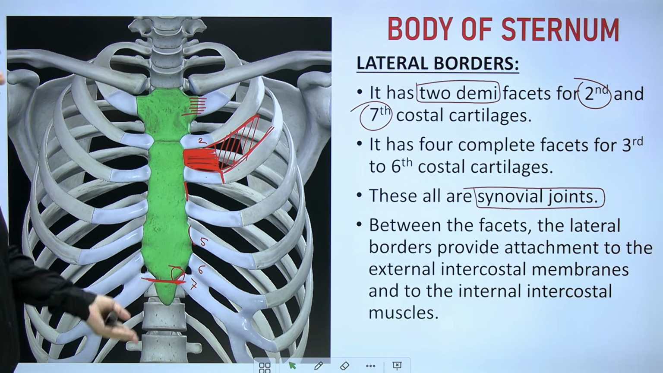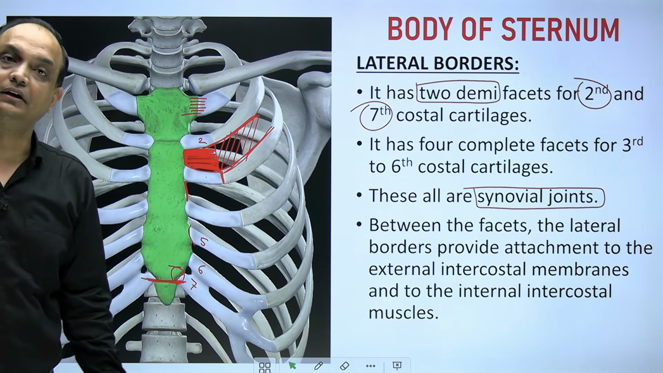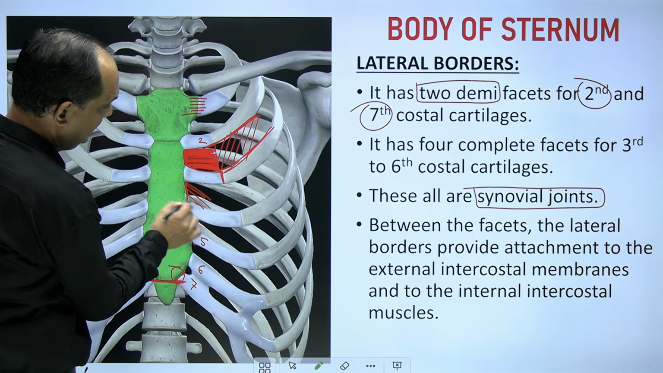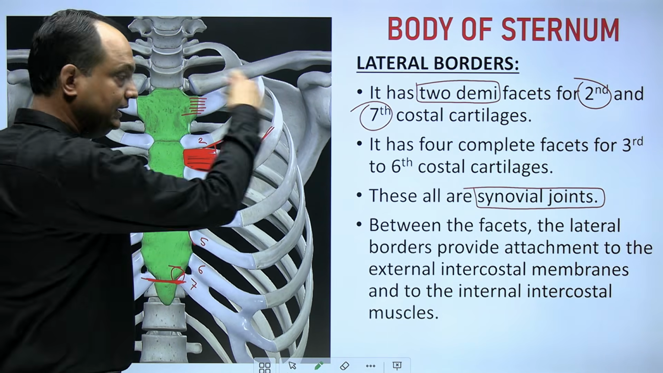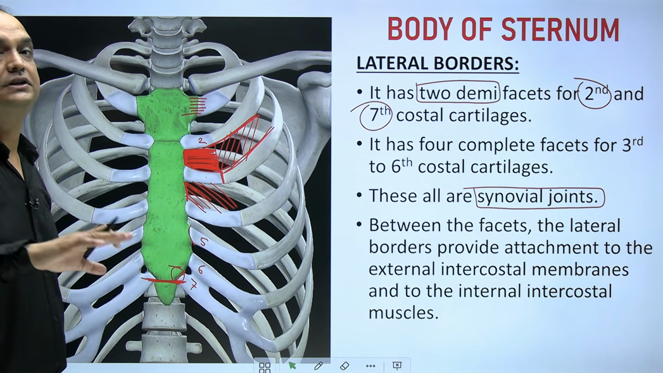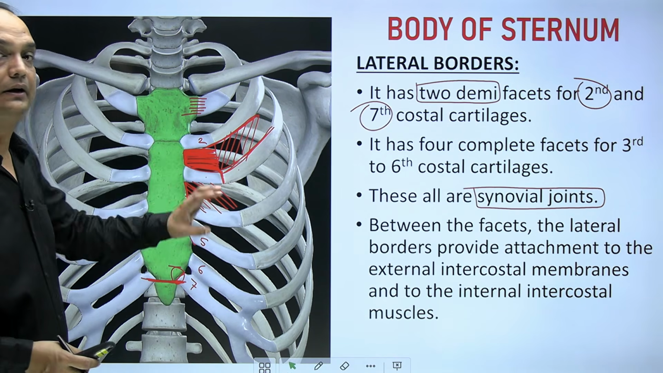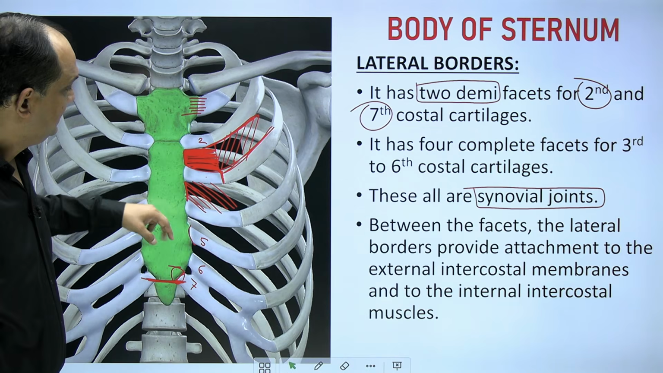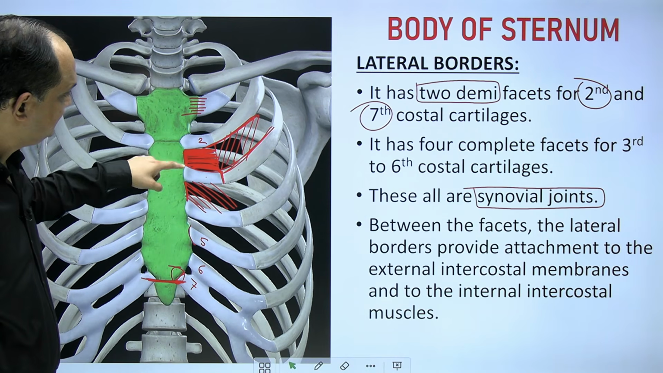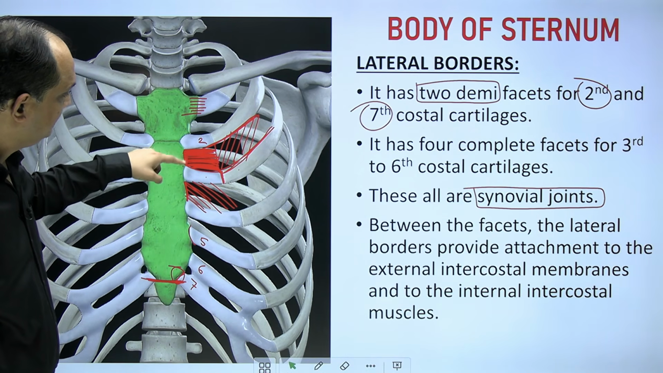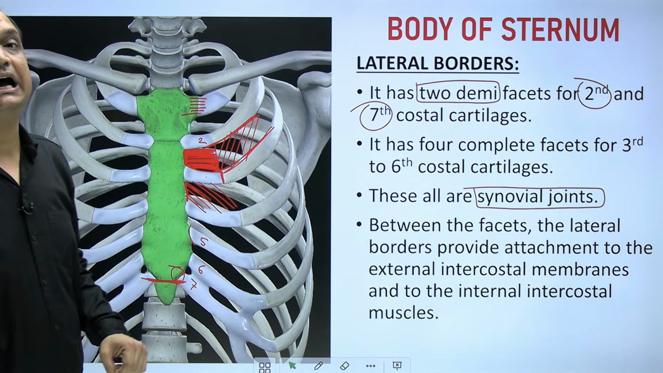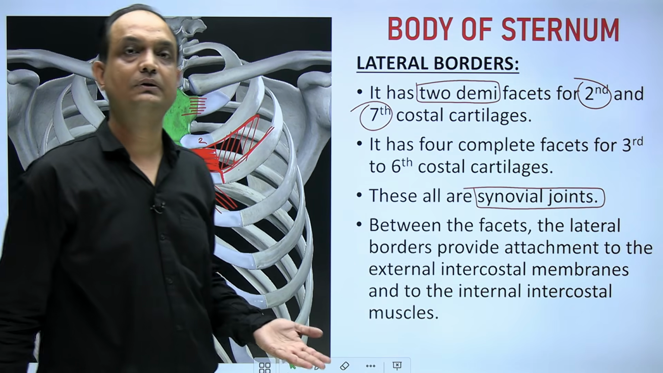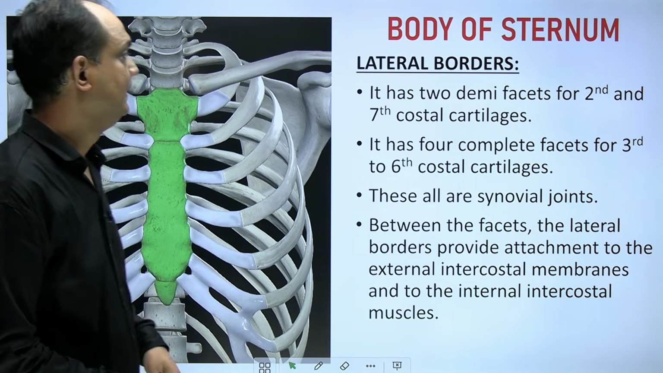Now deep to this external intercostal you will have internal intercostal, and we know that internal intercostal starts anteriorly as a muscle and posteriorly it will have the membrane, while external intercostal anteriorly has the membrane and posteriorly it is muscular. So dear students, in this way, in this gap between the adjacent costal cartilages on the lateral border of the sternum you will have the attachment of external intercostal membrane and the muscular fibers of internal intercostal muscle.